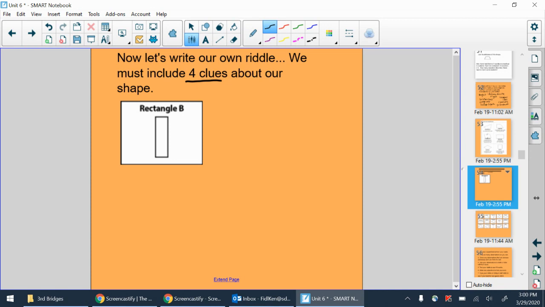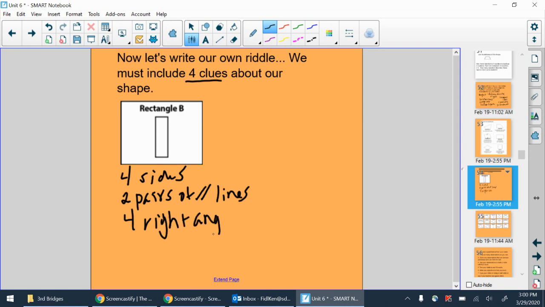So let's see. I notice it has 4 sides. It has 2 pairs of parallel lines. I see 4 right angles. I see the top and bottom lines are congruent. And so are the 2 sides, the left and the right are congruent to each other.